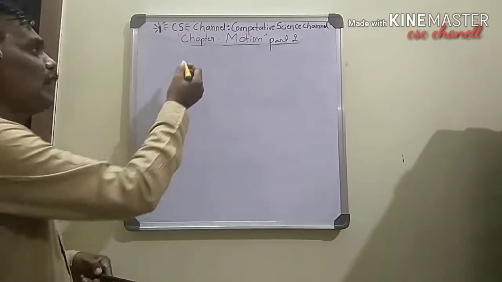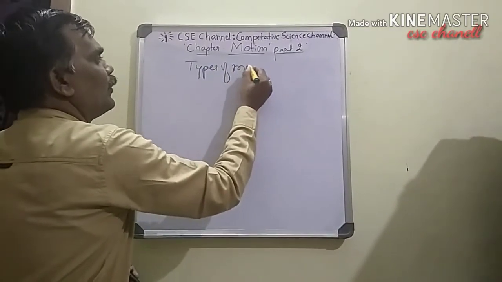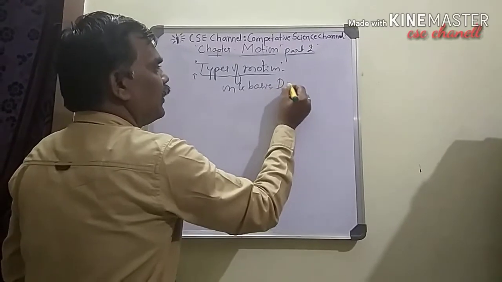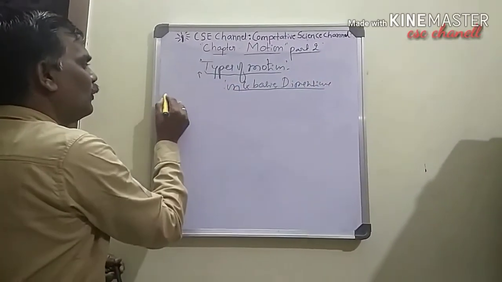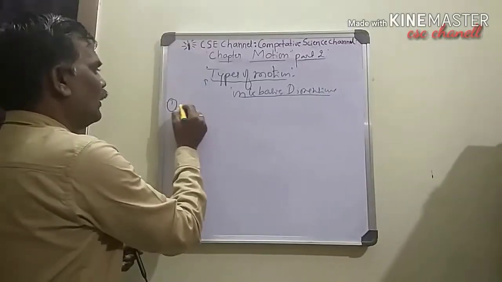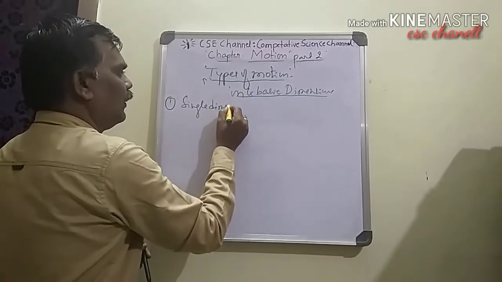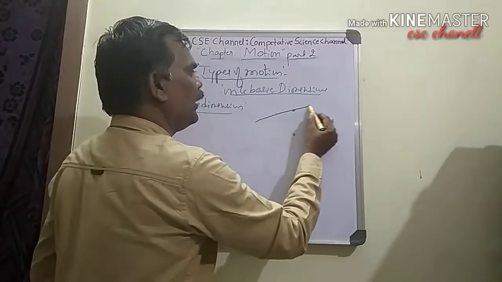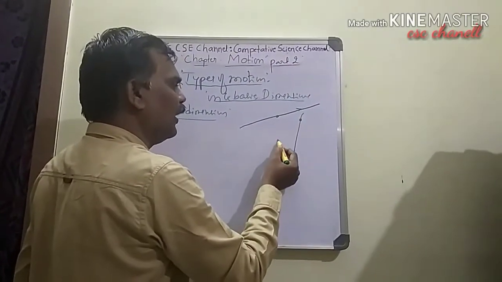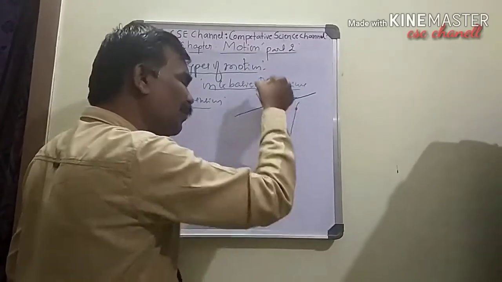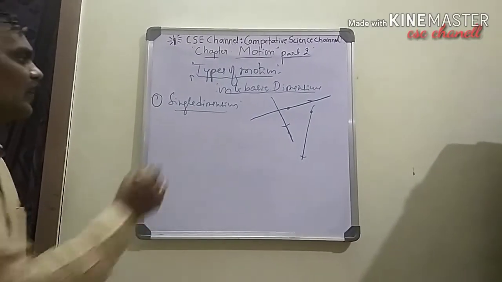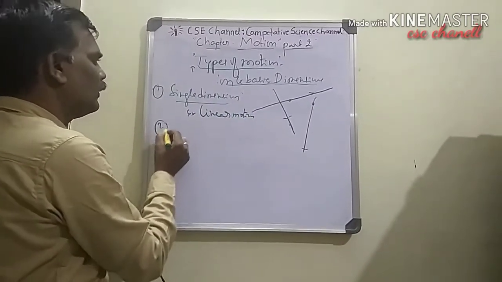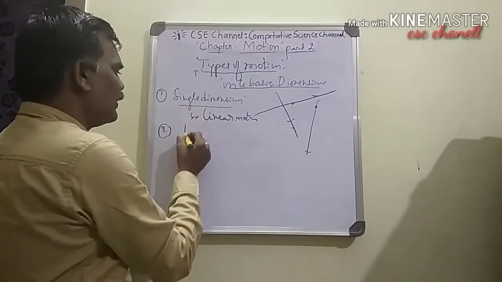Coming to the types of motion on the basis of dimensions, there are three types of motion. First, single dimension. If there are 3 coordinate points, the motion of an object that can be represented by only one coordinate is called monodimension or single dimension. Example, linear motion.